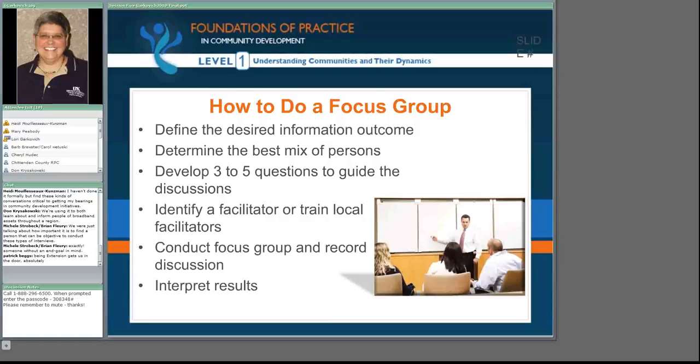Does each focus group need to be comprised of persons who are all alike in terms of ideas or backgrounds or position on the issue, or do we want to have a mix of persons? We need to identify a facilitator or train local facilitators. Imagine that. Conduct it, record the discussion, and then interpret it.